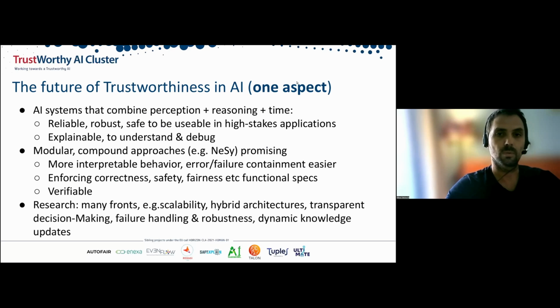So one example is autonomous systems, of course. There are many other examples of systems with increased trustworthiness requirements, like, for instance, medical decision support systems and things like that. And there are two main points regarding trustworthiness here, in my view. The first is that, of course, such systems need to be explainable in order to understand and debug their decisions and their inner workings. And also, they need to be reliably robust and safe in order to be usable in high-stakes applications where probably they're needed the most.